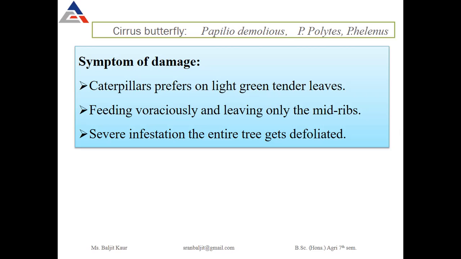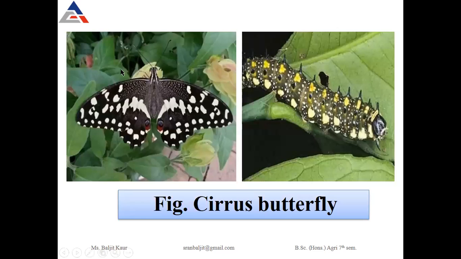So when there is severe infestation of this butterfly, the entire tree may get defoliated, right? So the caterpillar stage of these butterflies is very harmful for the plants, and they feed on the tender leaves. And when there is severe damage by these caterpillars, the whole tree gets defoliated. This is the citrus butterfly, and this is the caterpillar of this butterfly, which eats voraciously on the leaves of the citrus plant, right?